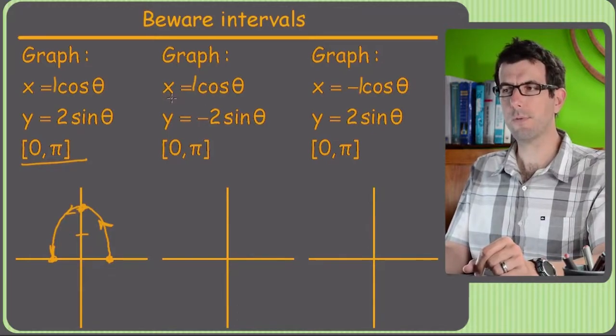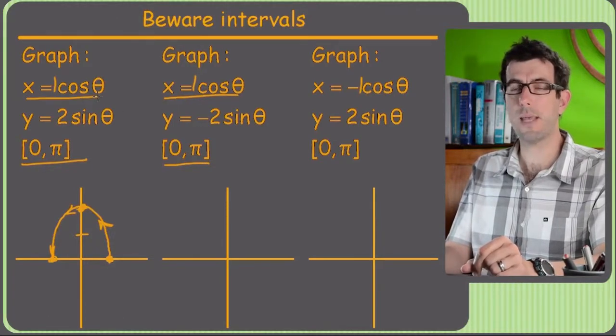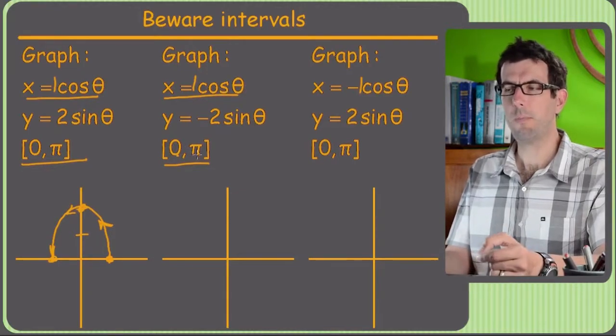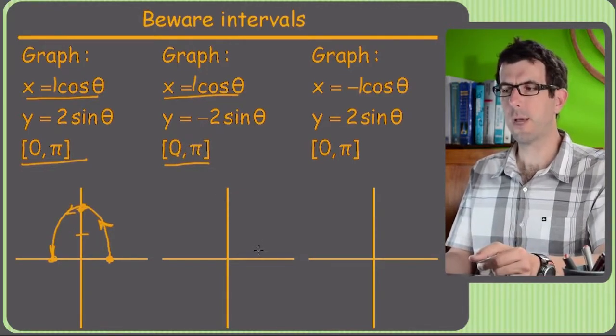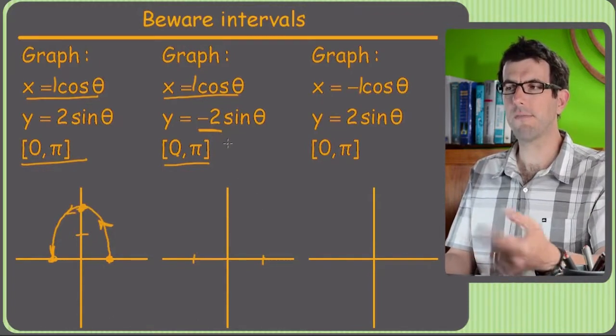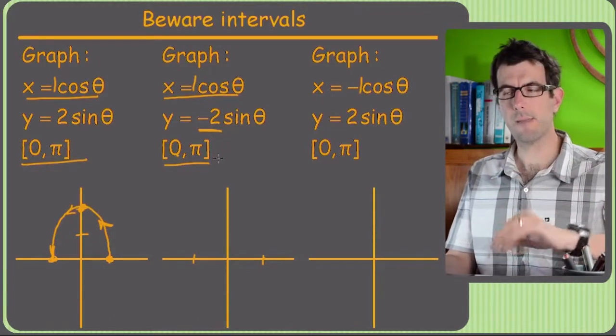So what's going to happen to this one? Once again we have the same interval, 0 to pi, and my x equation is exactly the same as last time. So if I plug in 0, I'll get 1. If I plug in pi, I'll get -1. So x is going to go from +1 to -1. But look at this -2 sine. That's just going to basically flip this thing over. We're just going to reflect it like this.